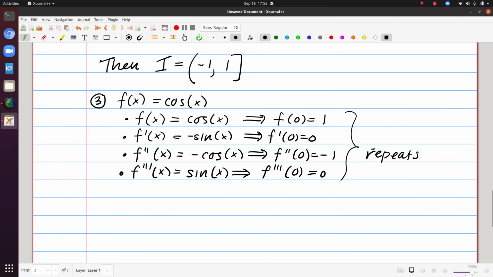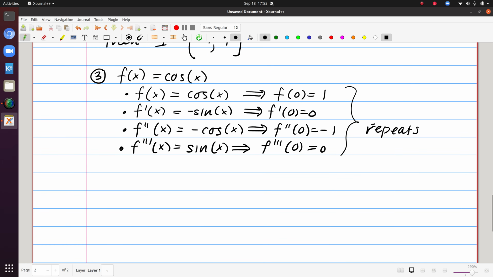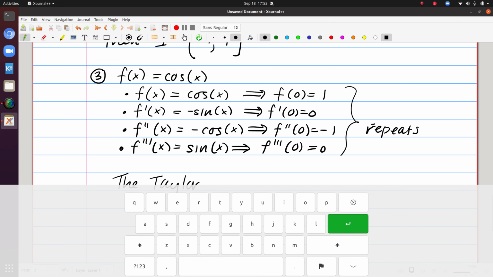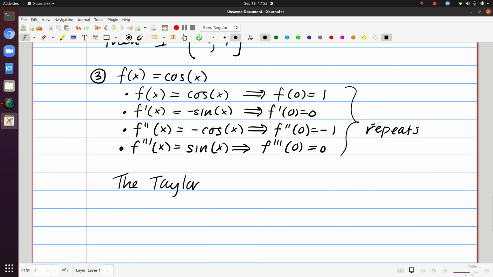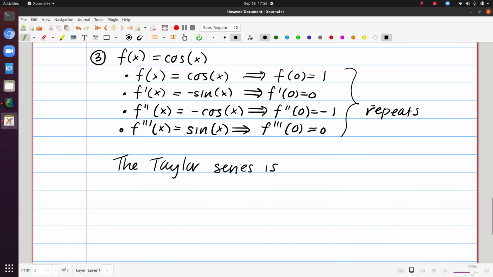So I want to be able to come up with a pattern here. So this pattern repeats. Let's think about what that means about the Taylor series. One thing we haven't encountered yet is how to deal with a situation in which every other coefficient is 0. So this is a situation where I need to express my Taylor series in a way that I don't have any odd derivatives, so first derivative, third derivative. So I don't want to have any odd powers of x.